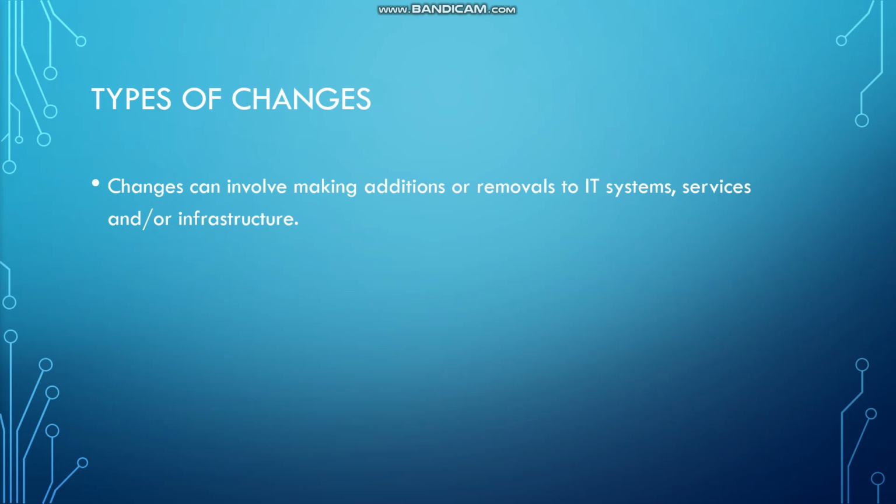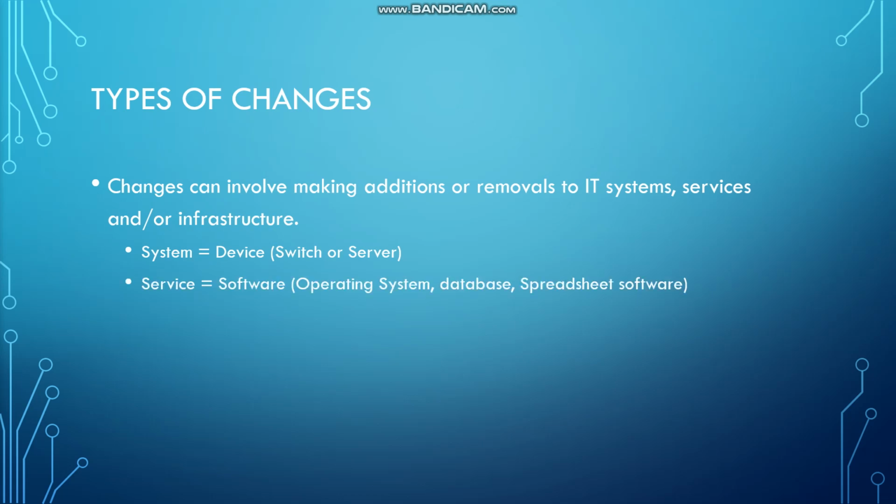Types of change management can involve making additions or removals to IT systems, services, and/or infrastructure. A system is a device such as a switch or server. A service is software such as an operating system or a database. Infrastructure is your overall IT design, all of your devices plus your software and their connections of cabling. That would be your entire infrastructure.